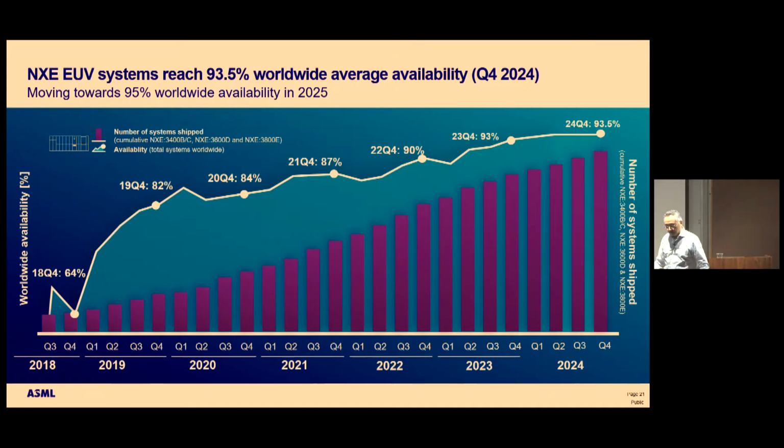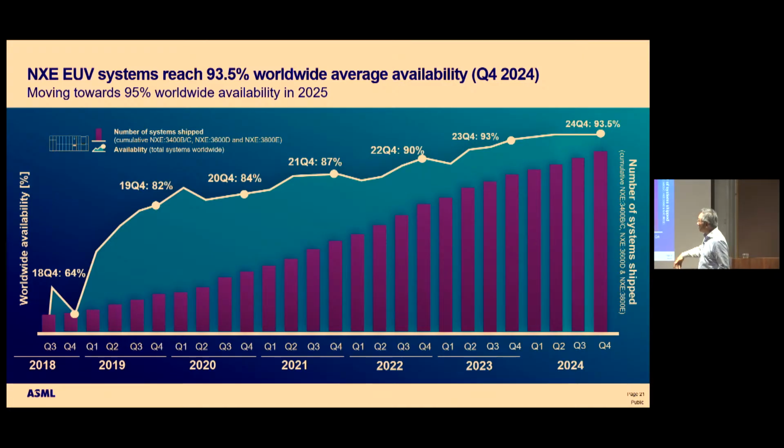Okay, now, what's the reliability? I mean, are they all always down? No, they're mostly up. The availability is 93.5% worldwide on all the machines. This is the average availability. So it's already very good. Not as good as the deep UV machines. The deep UV machines, the availability is above 95%. So yes, we continue to work on it to improve the availability.